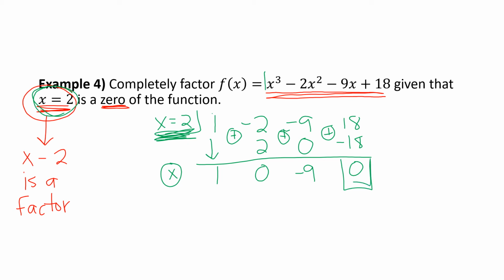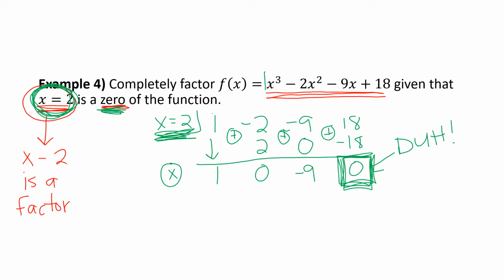That last number is your remainder, and again, this has to be equal to 0 because they told me that in the original problem. They said that x equals 2 is a zero of the function. So when I plug in x equals 2, it makes sense that it equals 0.